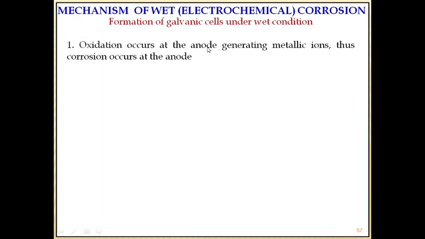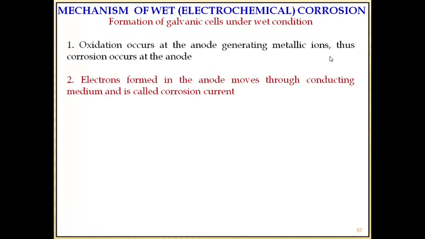Oxidation occurs at the anode and will generate the metallic ion. Since the metal is acting as the anode, the metallic ions will be formed at the anode. The corrosion occurs at the anode. When metal is getting oxidized, electrons are formed in the anode, which move through the conducting medium and is known as the corrosion current. Metallic ions and electrons will be produced, and the electrons will move from the anode to the cathode, and that is known as the corrosion current.